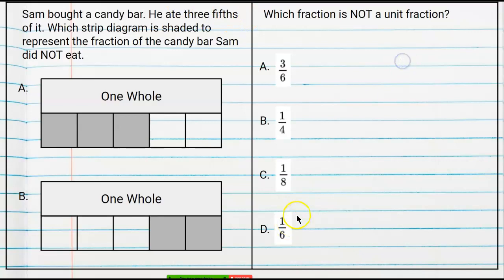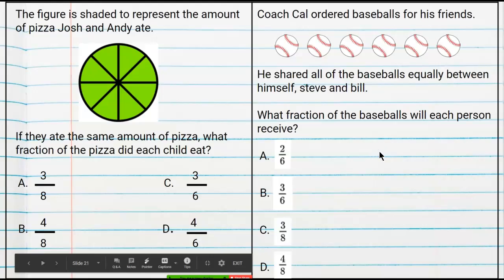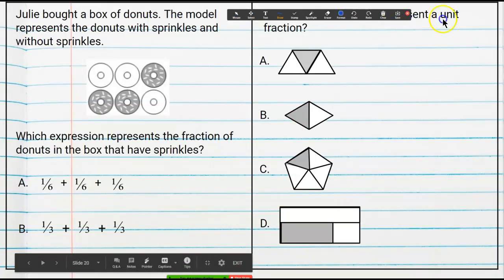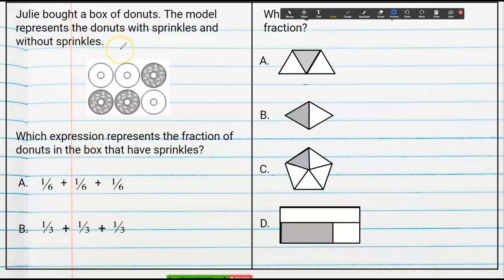Alright, next question. Julie bought a box of donuts. The model represents the donuts with sprinkles and without sprinkles. Okay, so how many total donuts do we have here? We have 6 donuts. We have 1, 2, 3 without sprinkles, and we have 1, 2, 3 with sprinkles. Which expression represents the fraction of donuts in the box that have sprinkles? Okay, so here's our donuts that have sprinkles. We have 3 out of 6.